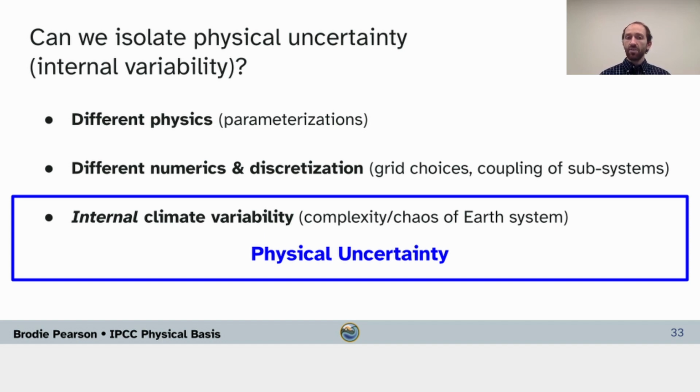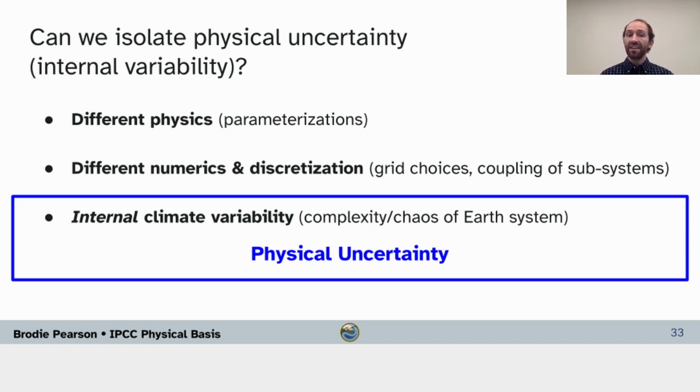Now, since that last one is a physical source of uncertainty, it seems like it would be a useful thing to know how much that physical uncertainty contributes to our overall uncertainty in projected future climate. So are our uncertainties primarily driven by the physical uncertainty, or due to our choices made when building our climate models?